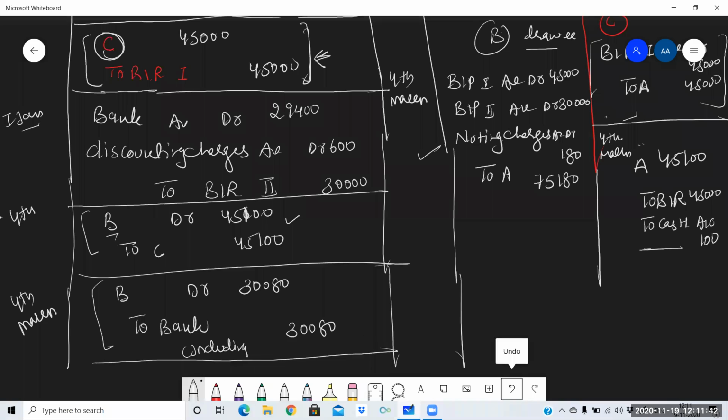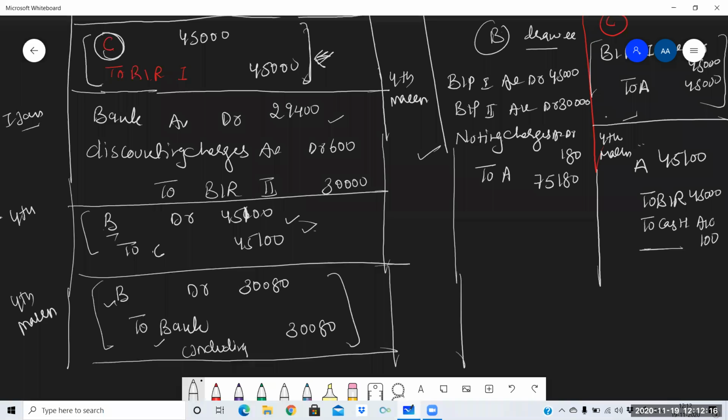So you can see that these are all the basic entries in relation to all the books. First entry, drawing and paying, making of bill. Second entry, in relation to endorsement of bill. Third entry, discounting of bill. Fourth entry on the maturity date. The endorsed bill is dishonored, drawee to endorsee. Then the discounted bill is dishonored, drawee to bank, drawee to holder. The basic entry is drawee to holder.